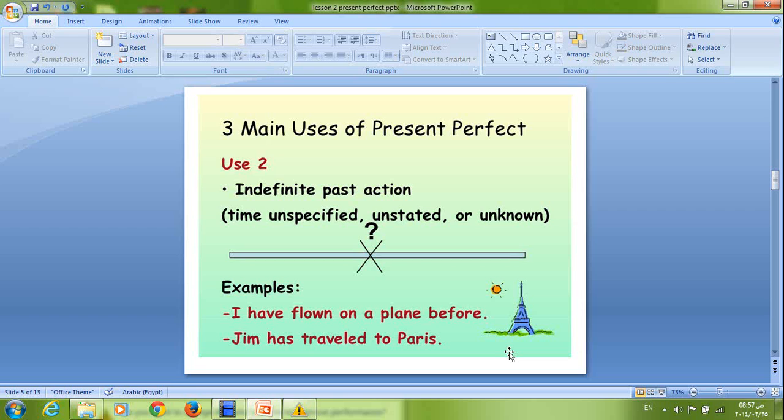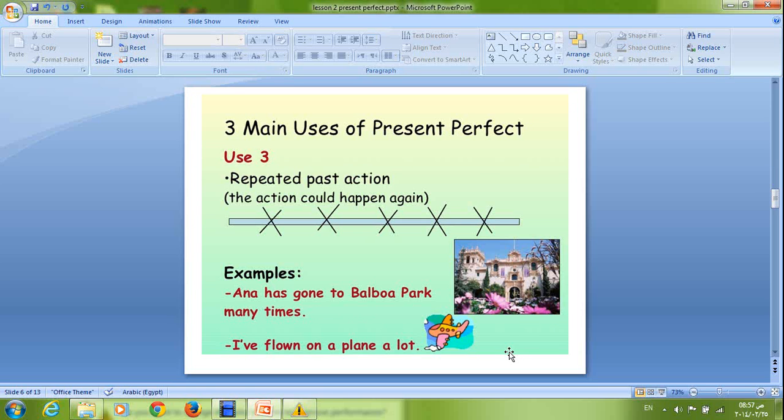The second use is something that happened but we don't say the time. Number 3, repeated past action. The action could happen again. This means that I did something in the past many times, or more than one time, and also I can do it again in the present or in the future.